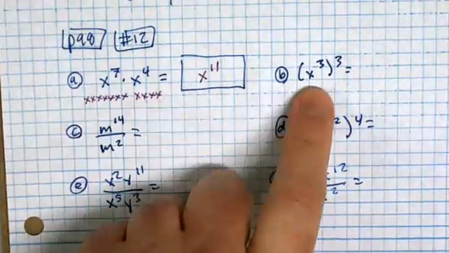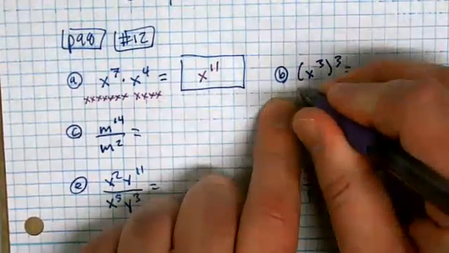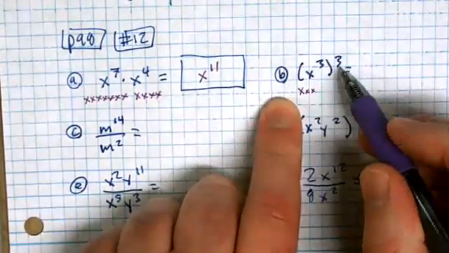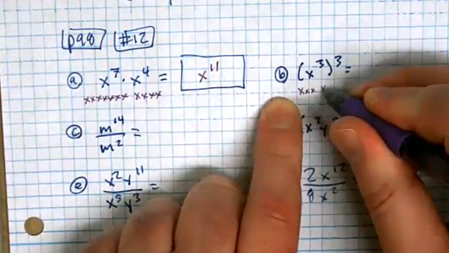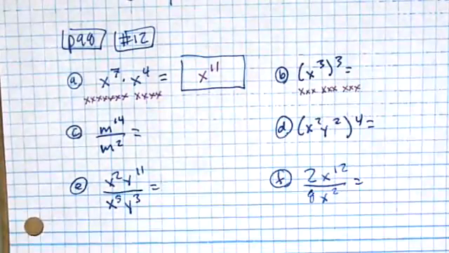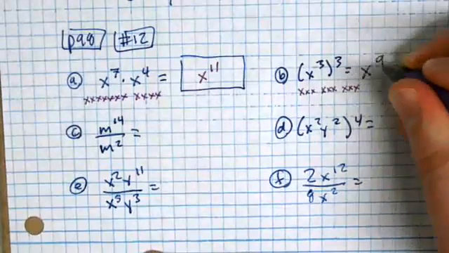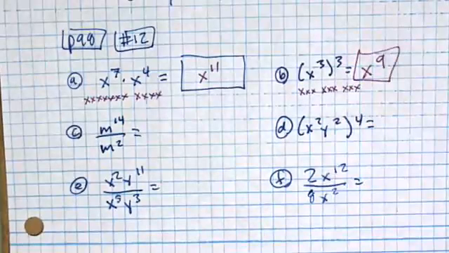All right. Here for part B, I would have had 3 copies of x, but then I would have made 3 copies of that. So there's 1 copy of 3 x's, 2 copies of 3 x's, 3 copies of 3 x's. Altogether, we would have 9 x's, x to the 9th for the final answer there.